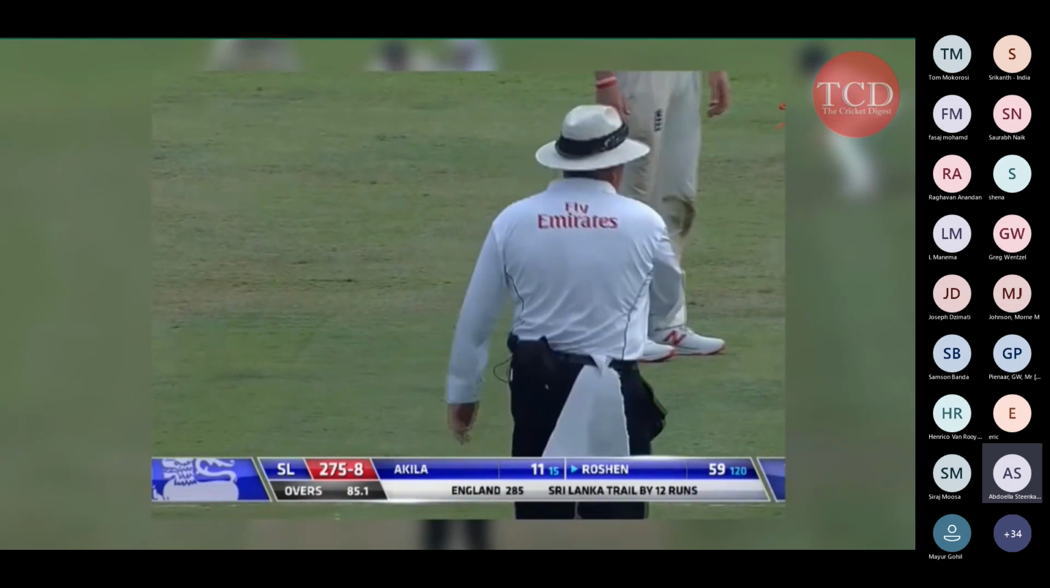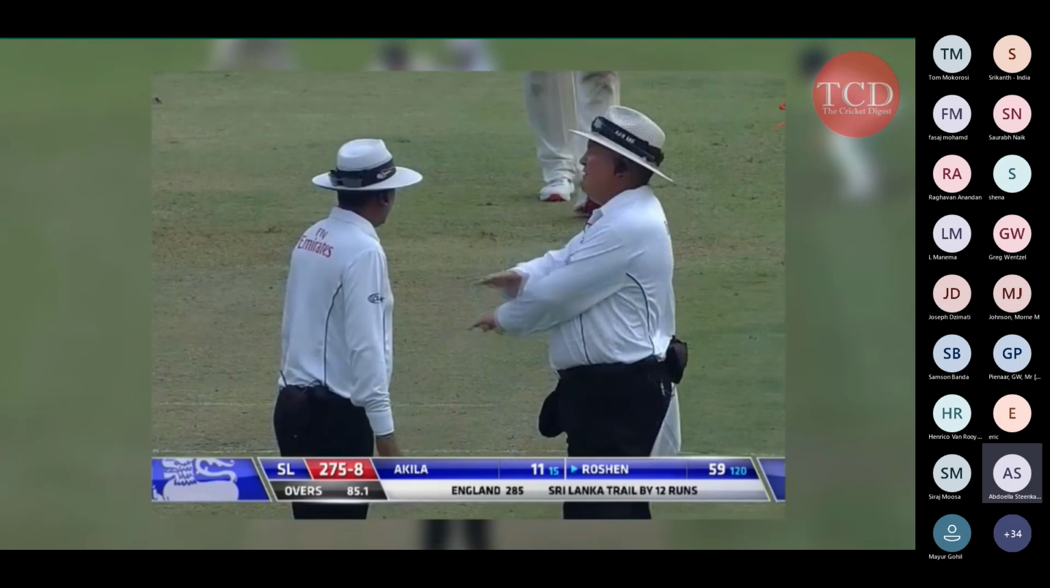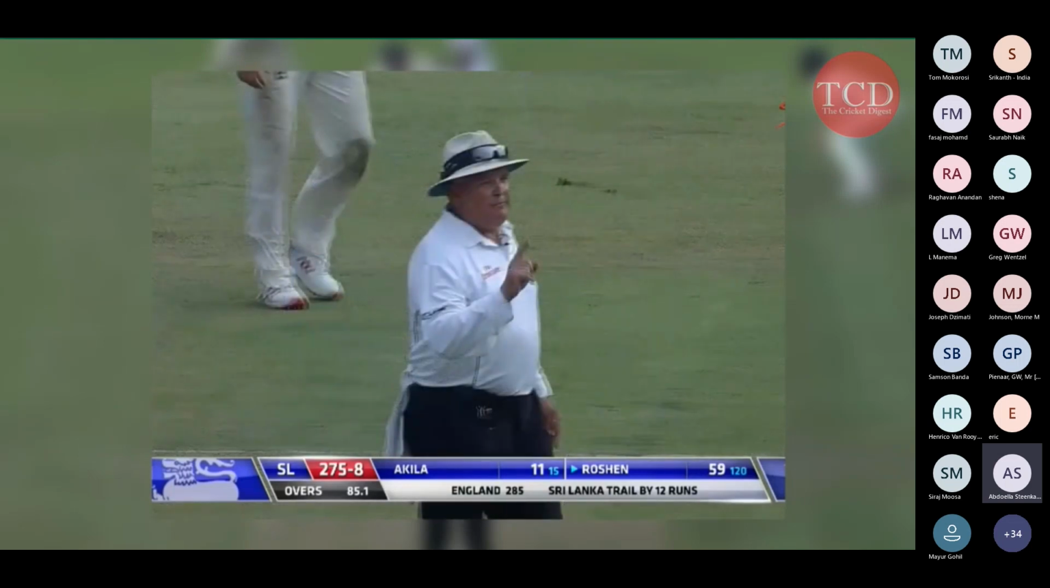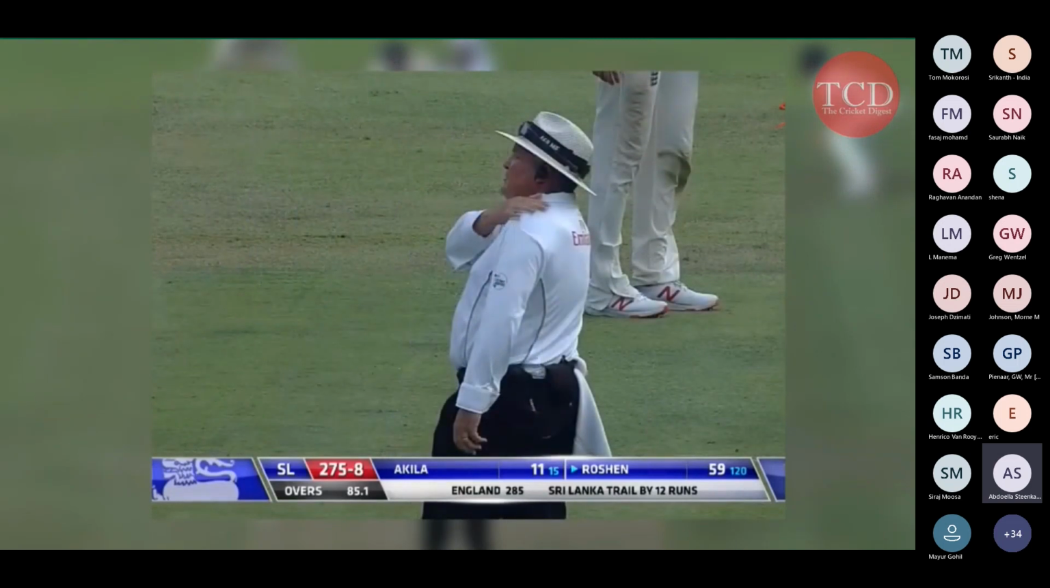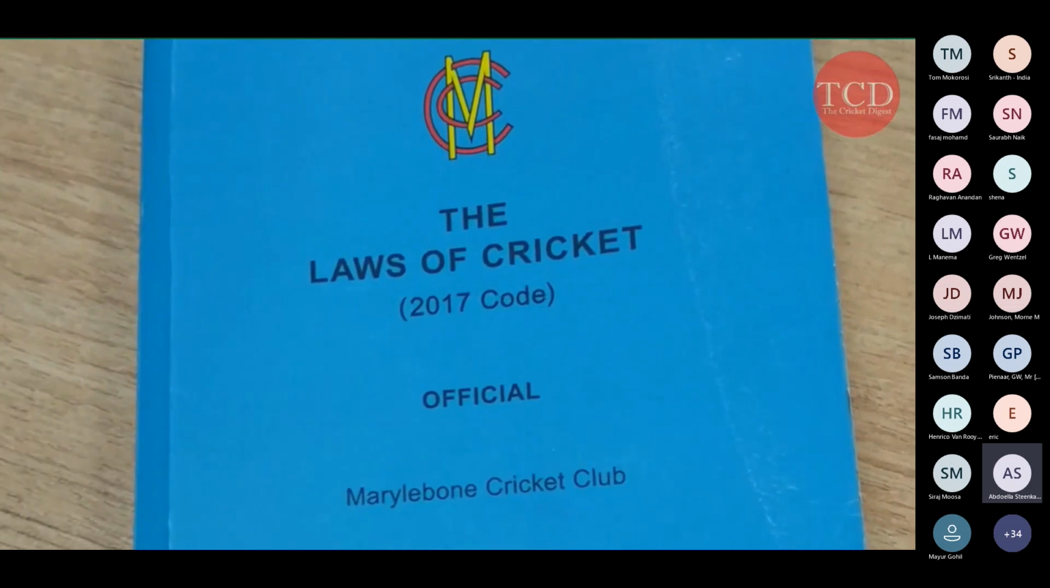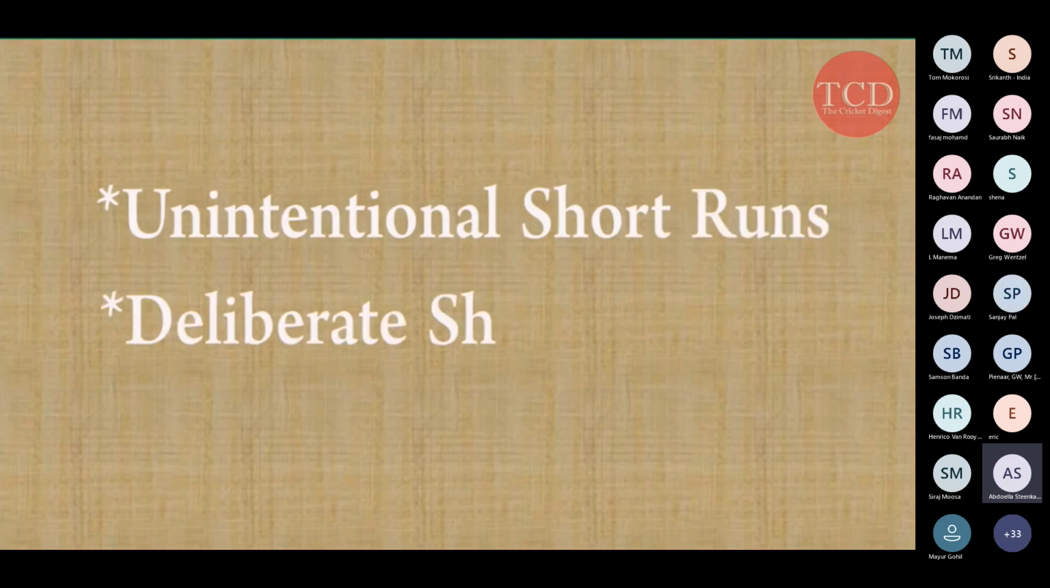If you did not understand what he signaled, he initially disallowed all the runs scored by the batsman on that delivery. Further, he informed the batsman about deliberate short running and awarded 5 penalty runs to the fielding side. Now, let's see what the cricket law has to say about running short. There are two categories in this, unintentional and deliberate.